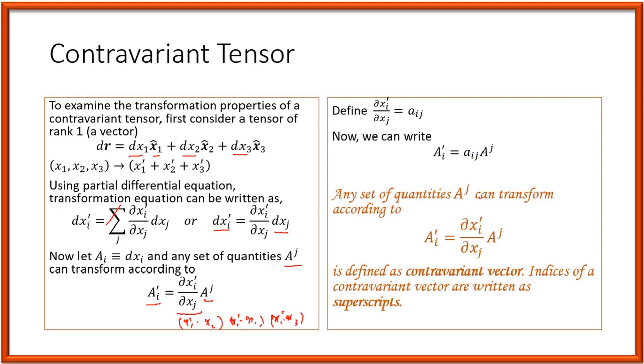Therefore, any set of quantities aj that transform according to the equation ai dash is equal to dou xi dash divided by dou xj into aj is defined as a contravariant vector. And the indices of a contravariant vector are written as superscripts. You can see that since it varies contrarily, xj comes to the denominator. You will see the other way in the next.